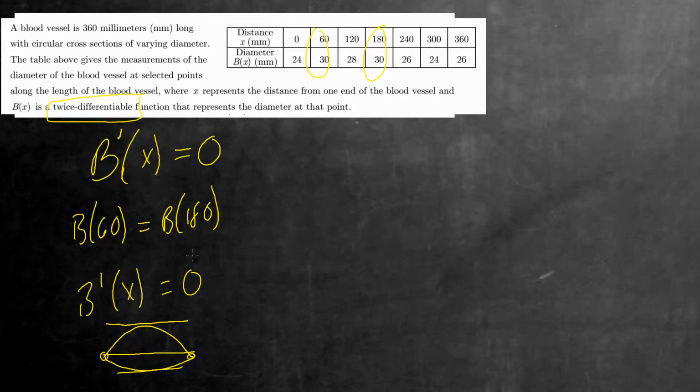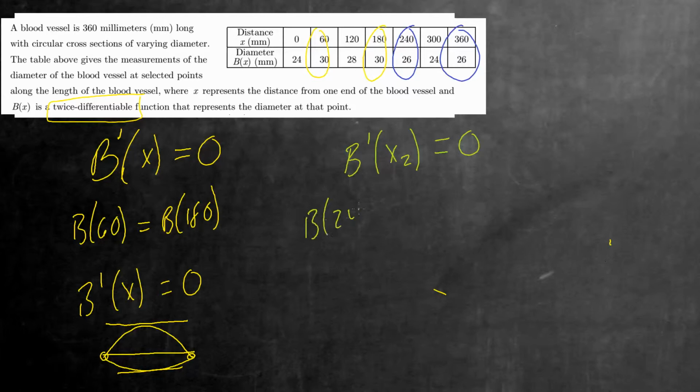The cool thing is, if you keep looking at your table, doesn't that also work from 240 to 360? And of course it does. So b prime of a second x also has to equal 0 because b of 240 equals b of 360. So b prime of some x2 has to equal 0 somewhere in between those two.